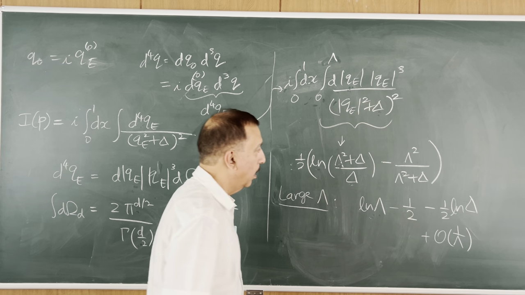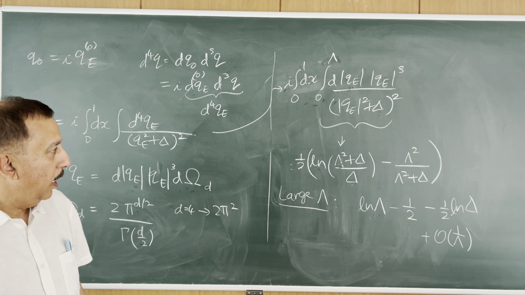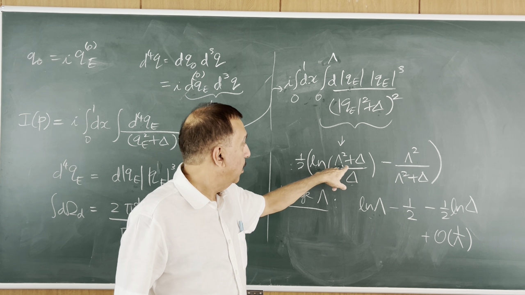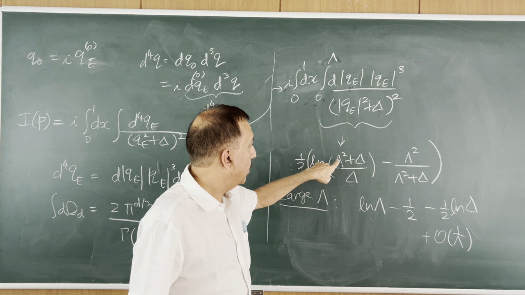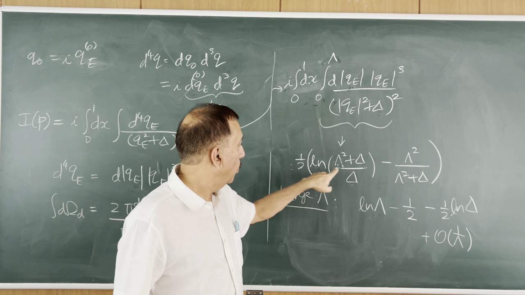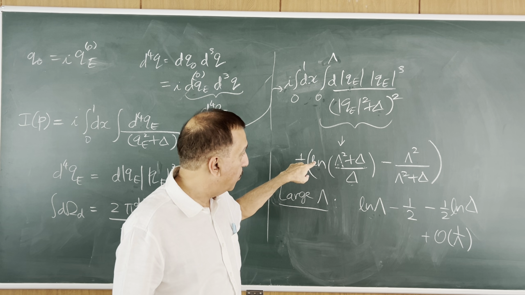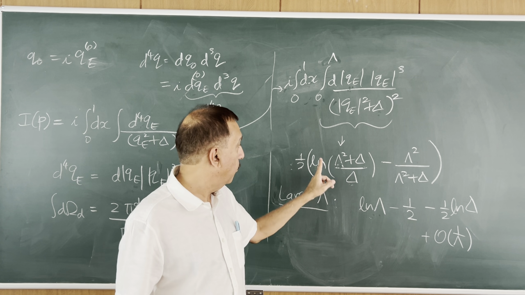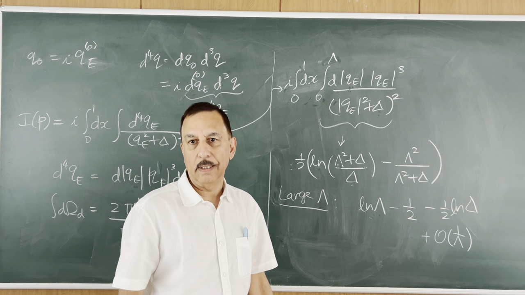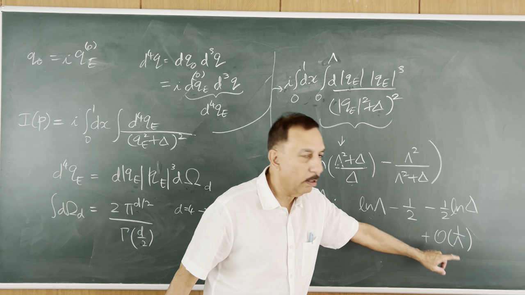Now all the remaining terms I claim are of order 1 by lambda. You can just take lambda large and verify this. If you take log of lambda squared plus delta, then you factor lambda squared plus delta as lambda squared into 1 plus delta over lambda squared. Then you use the summation property of the log, that it's log of lambda squared plus log of the other term, 1 plus delta over lambda squared, and log of 1 plus x has an expansion in powers of x, and all those terms vanish.